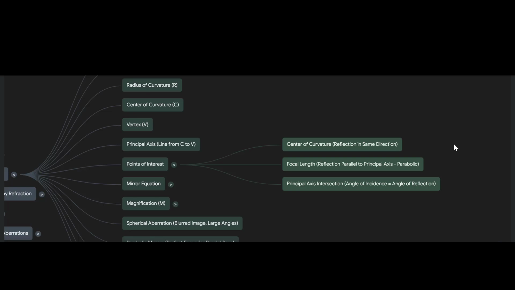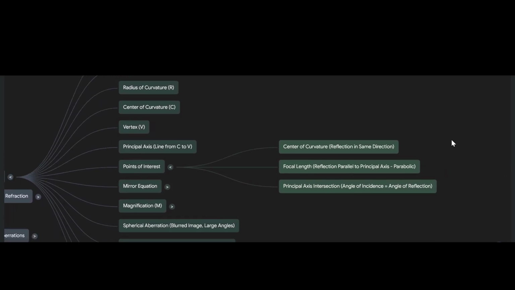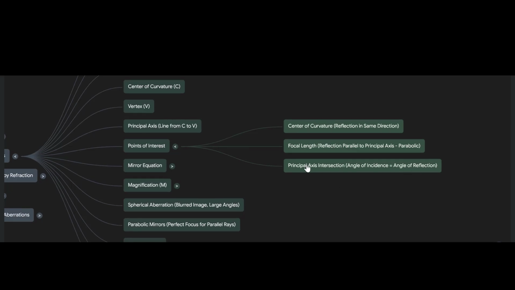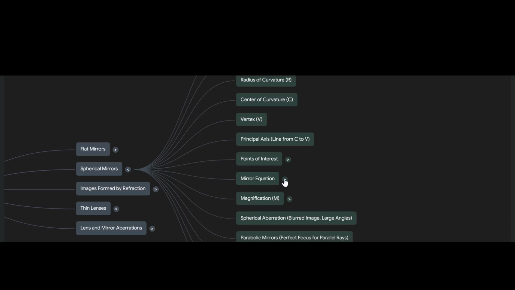Okay, so parallel rays go to the focus, rays through the focus go parallel. Nice symmetry. And of course, the basic law always applies. Angle of incidence equals angle of reflection wherever the ray hits. Always. Okay, so R, C, V, F, principal axis. Lots of geometry. Is there an equation that ties object distance P and image distance Q together for these curved mirrors, like we had for flat ones?